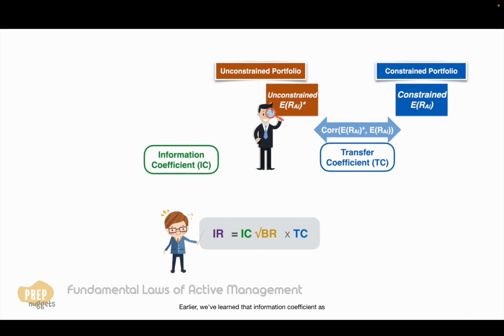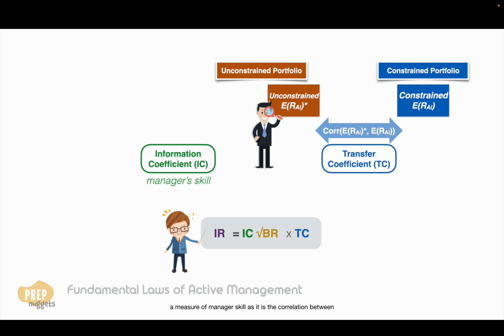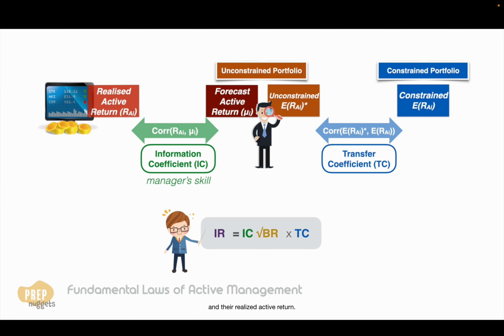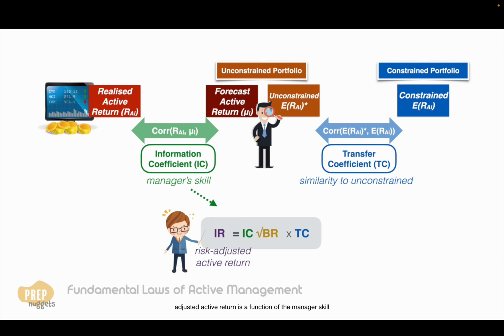Earlier, we've learned that information coefficient is a measure of manager skill, as it is the correlation between the manager's forecasted active returns of individual securities and their realized active return. This forecasted return is based on the assumption of an unconstrained portfolio. For portfolios that have constraints, the extent to which the expected active return can reach the unconstrained return is measured by the transfer coefficient. As such, the fundamental law makes sense, as the information ratio, which measures the risk-adjusted active return, is a function of the manager's skill, the number of active bets taken, and how close the portfolio is to the unconstrained portfolio.